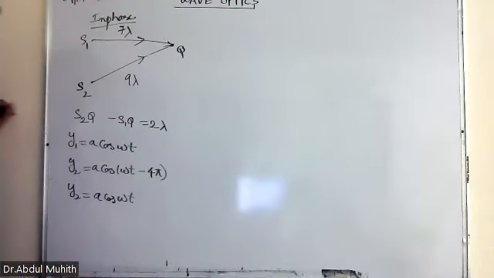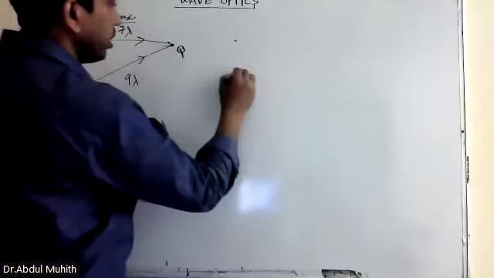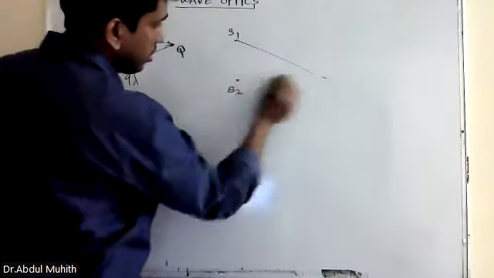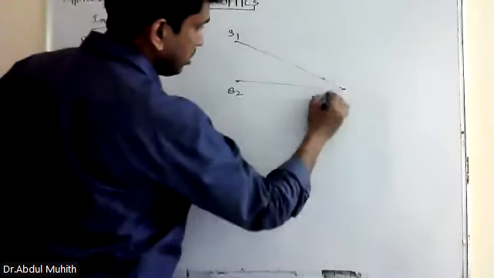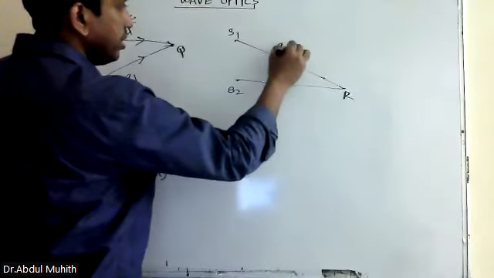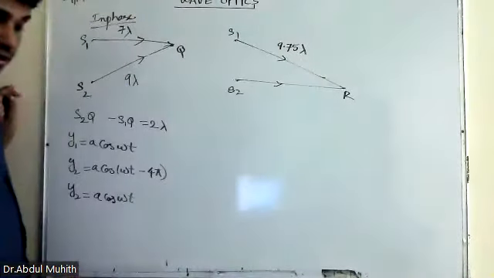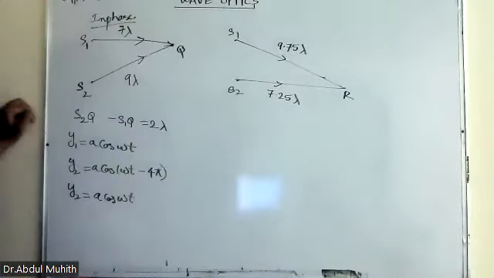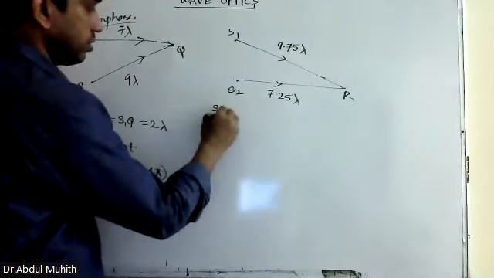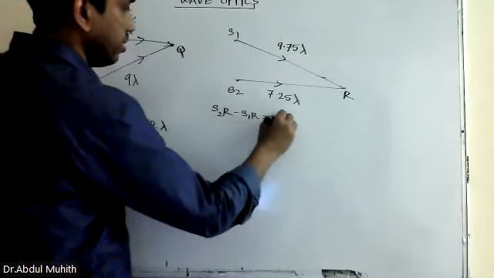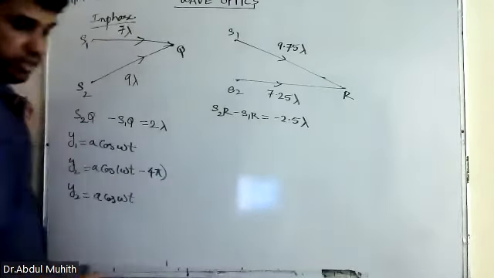Next example, one more example. Suppose there are again 2 cases. One is S1, one is S2. They both are meeting like this at point R. Here it is 9.75 lambda, and this one is 7.25 lambda. Here we take S2R minus S1R, which is equal to minus 2.5 lambda. Okay, it is 2.5 lambda.